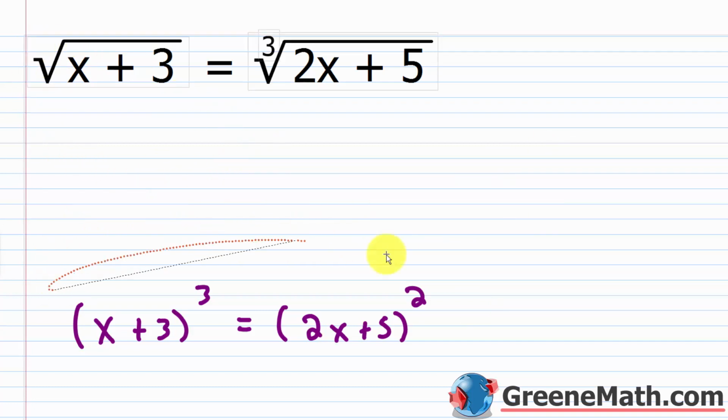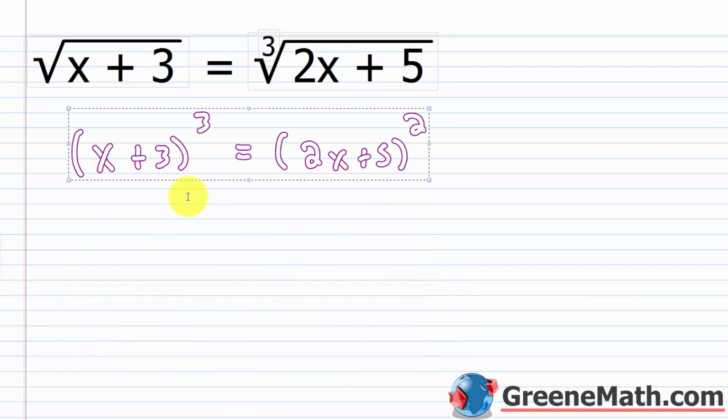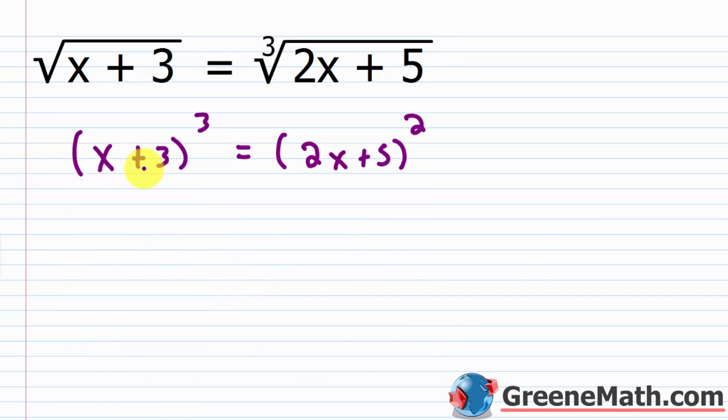And let me scooch this up, give myself a little bit of room, because this will be kind of messy. Okay, so we know the formula for a binomial cubed. It's going to be the first term cubed, so x cubed, plus 3 times the first term squared, so x squared, times the second term to the 1st power. So this would be a 9 here.